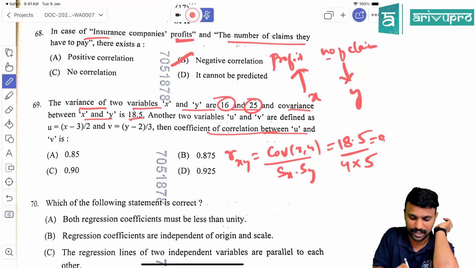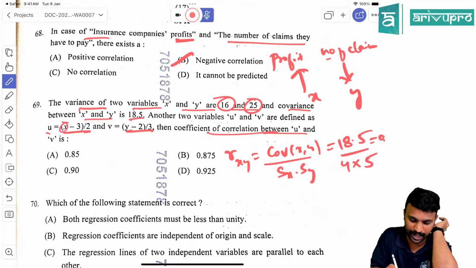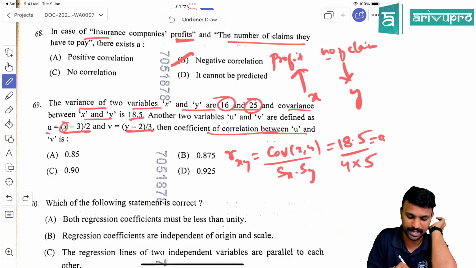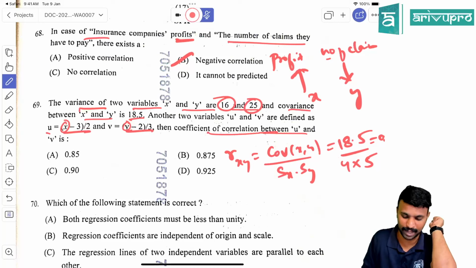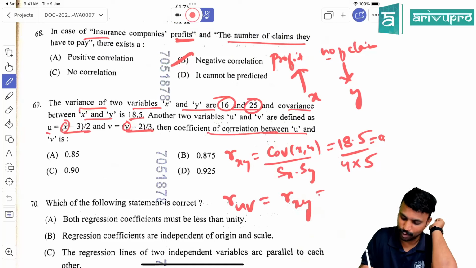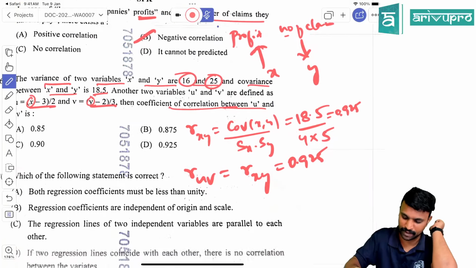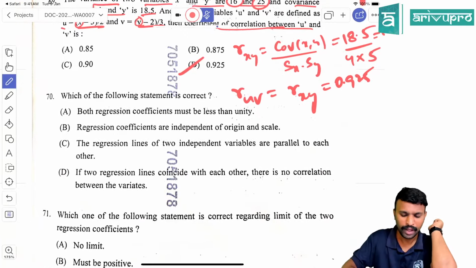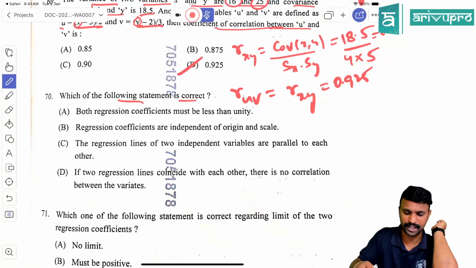Guys, they have separated the u and x terms, v and y terms. Observe the sign of x and the sign of y in both the equations, they are the same. If the sign of x and sign of y in the u and v equations are the same, then ruv will be equal to rxy, both in terms of magnitude and the sign, which is 0.925 itself. Option D. Guys, which of the following statements is correct?